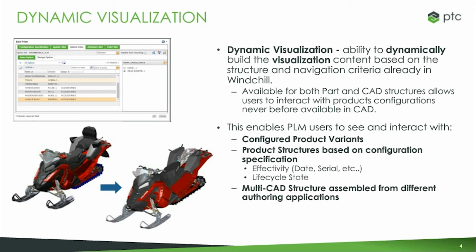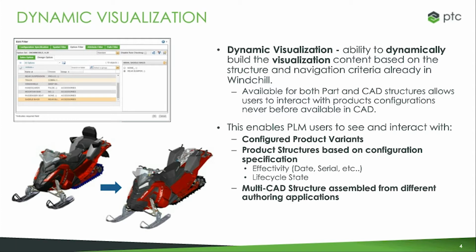So this enables some pretty powerful capabilities, like being able to take a look at configured product variants. If you have an overloaded product structure that, maybe engineering produces all the possible options, how do I get an opportunity to look at what one exact configuration might look like? That's what we are able to get out of dynamic visualization.